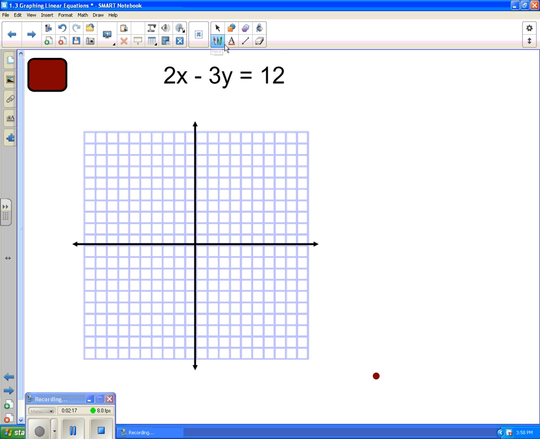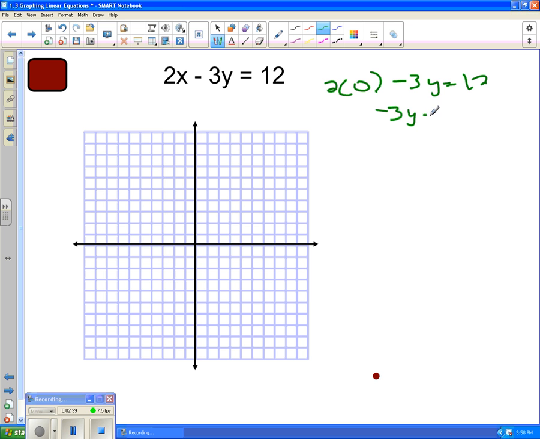So let's do that. To find the y-intercept, what I want to do is go ahead and let x be 0. So I have 2 times 0 minus 3y equals 12. So 2 times 0 is 0. That leaves a minus 3y equals 12. And if I divide both sides by negative 3, I get 12 divided by negative 3, which is negative 4.